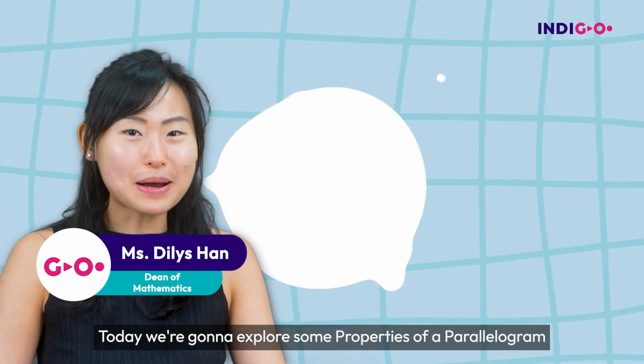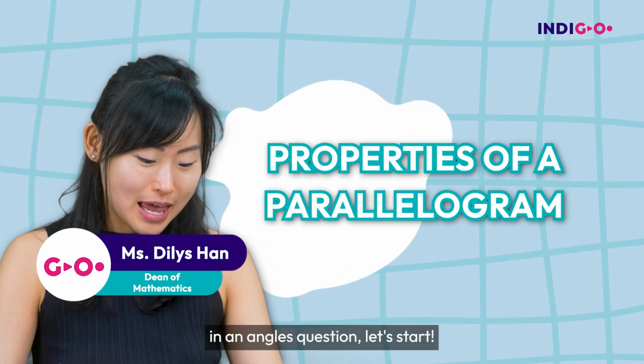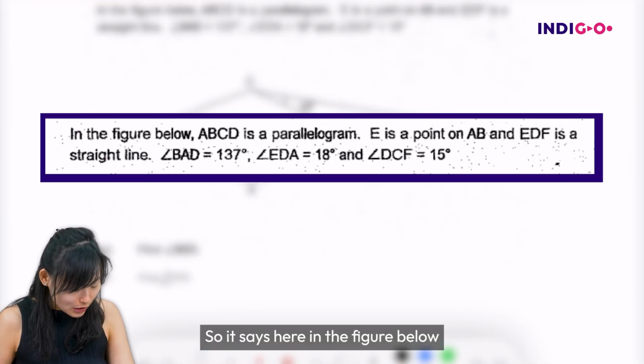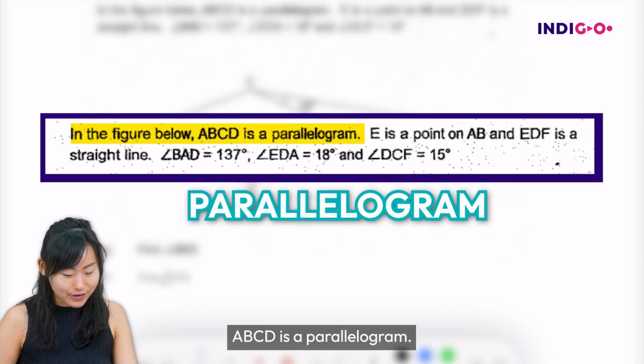Today we're going to explore some properties of a parallelogram in an angles question. Let's start! So it says here in the figure below, ABCD is a parallelogram.